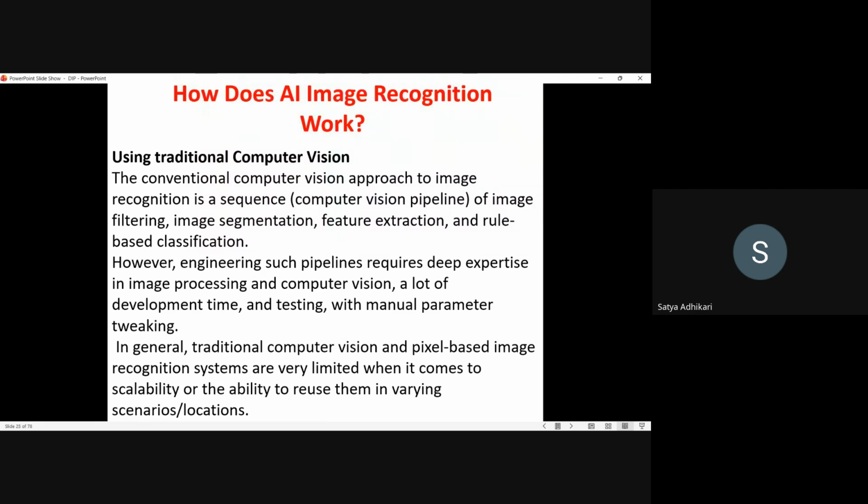How does AI image recognition work? We'll discuss how AI image recognition works in the next class.